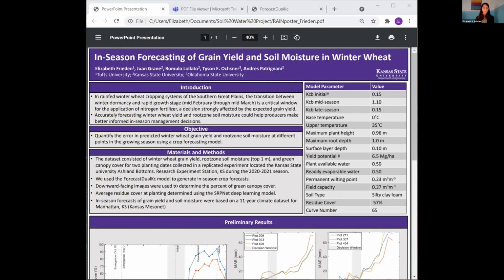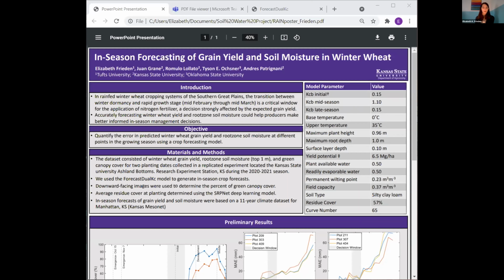So the first priority for the project was to determine the correct calibration of model parameters for the crop forecasting model. And I'm going to point out just a few of these key calibration factors. The first parameter, like the basal crop coefficients, which was the crop evapotranspiration over the reference evapotranspiration at different points in the growing season. And then the next parameters we have like this base temperature and upper temperature.